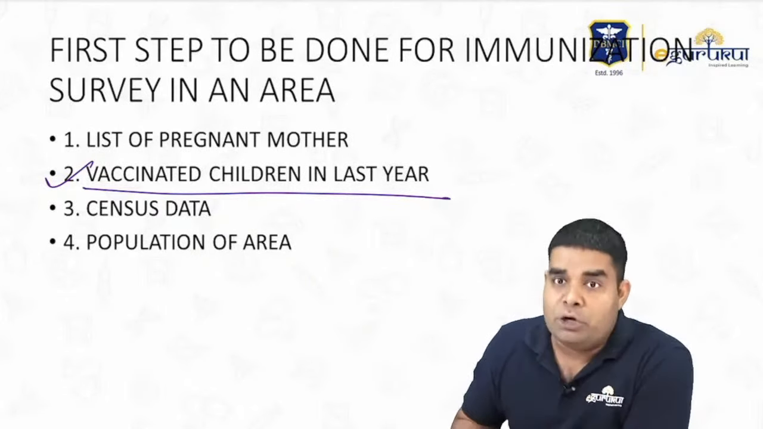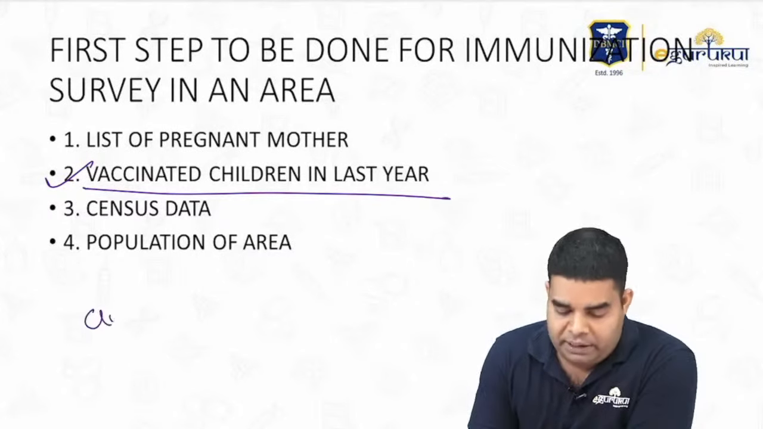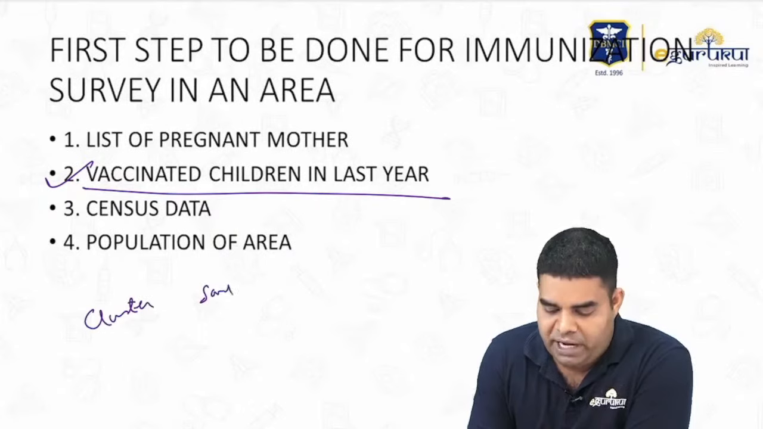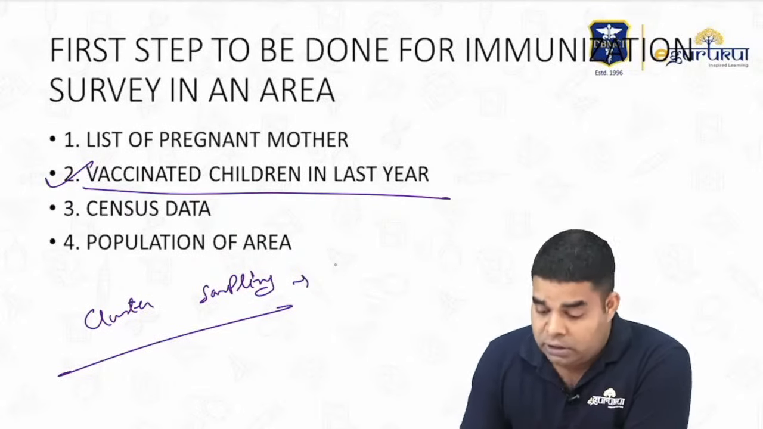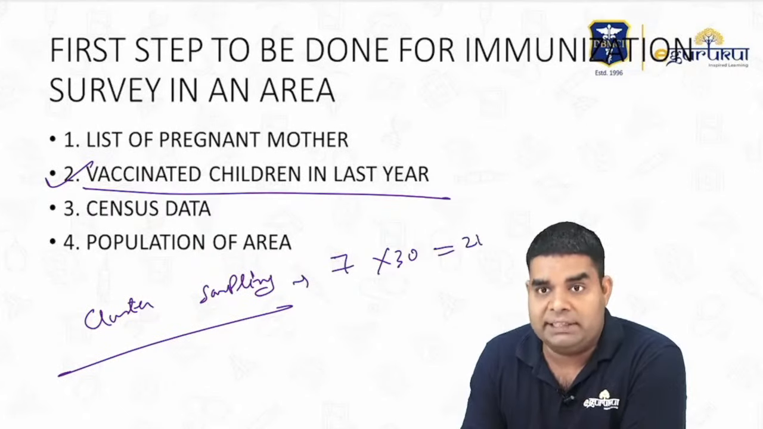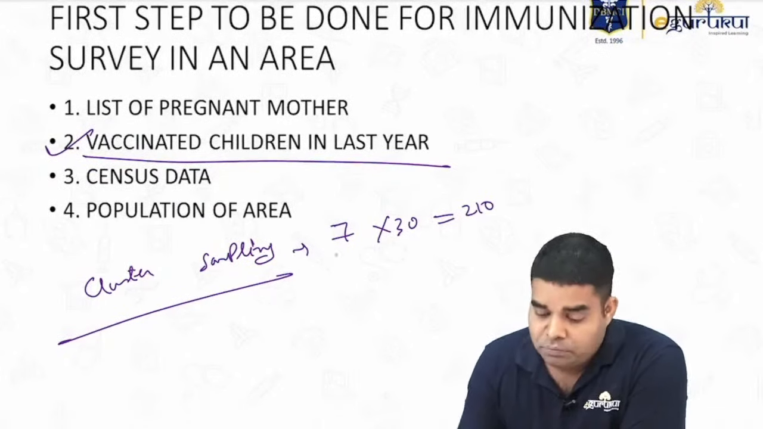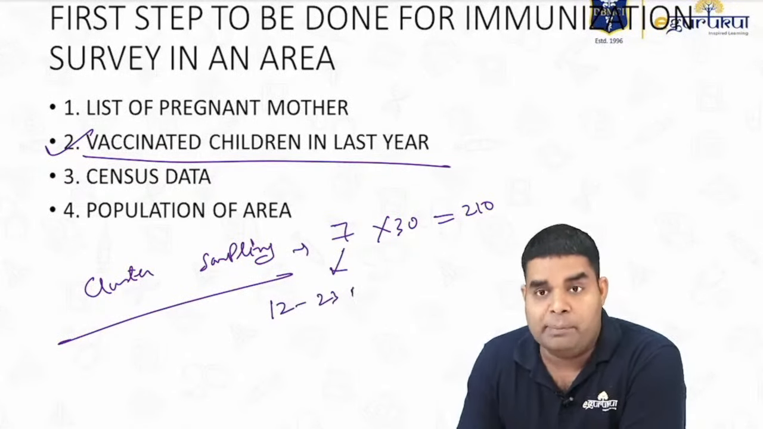And how do we do a vaccination survey? We do it by cluster sampling. Remember, in cluster sampling, we have discussed it also in the class, that we take 7 children from 30 villages. Total sample size is 210, and all these 7 children should be between 12 to 23 months.